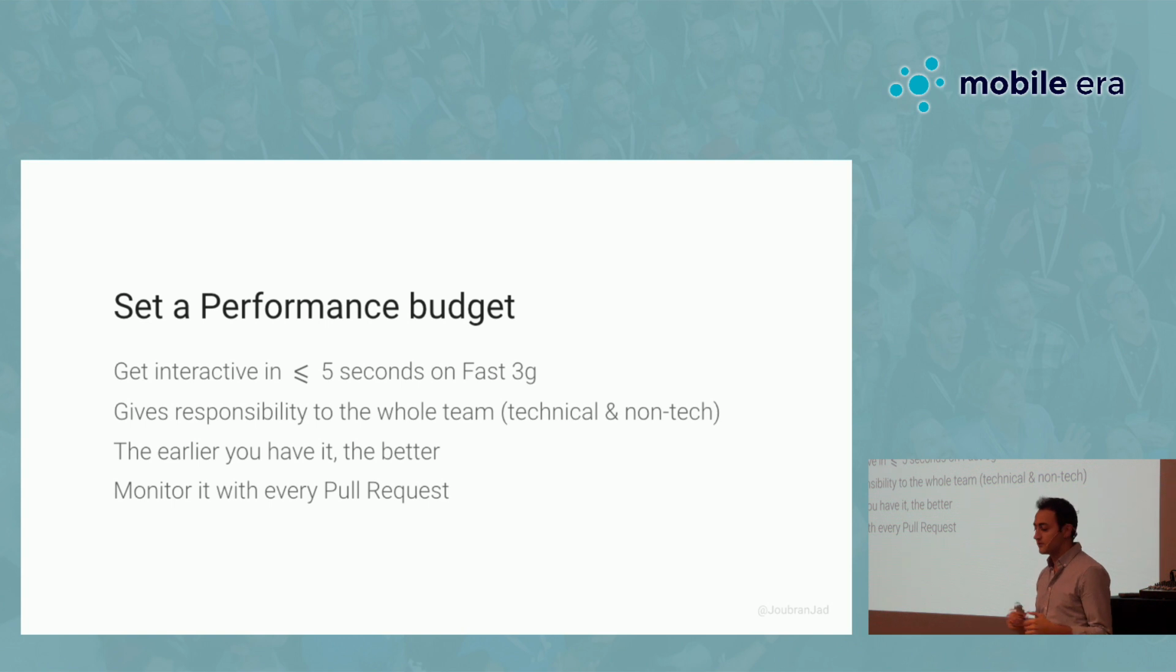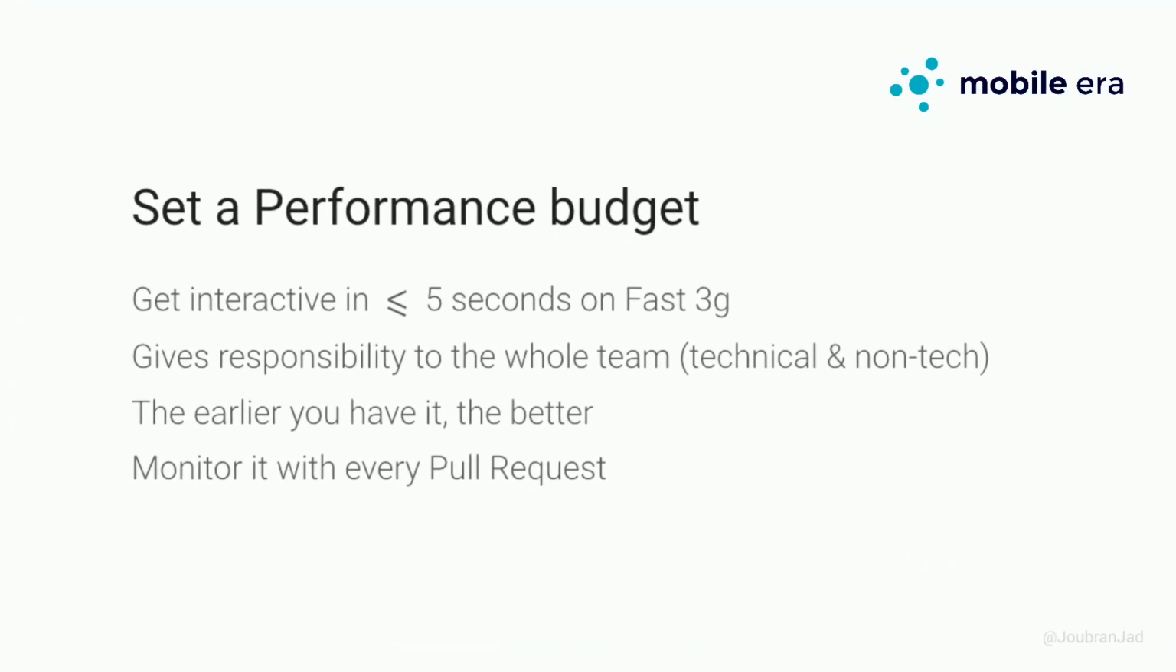Another benefit of this is that you can monitor it with every pull request. So you can blame features. This feature made us go above our performance budget. Or maybe doing that feature will probably make us go over our budget. It lets you revisit it, maybe rebuild it in a different way.